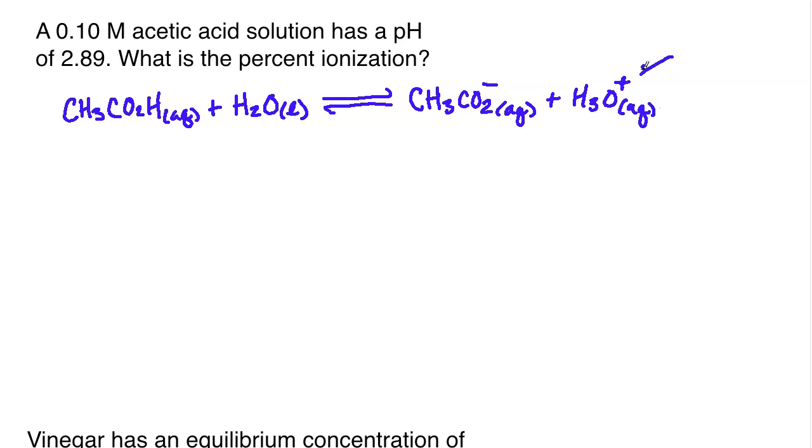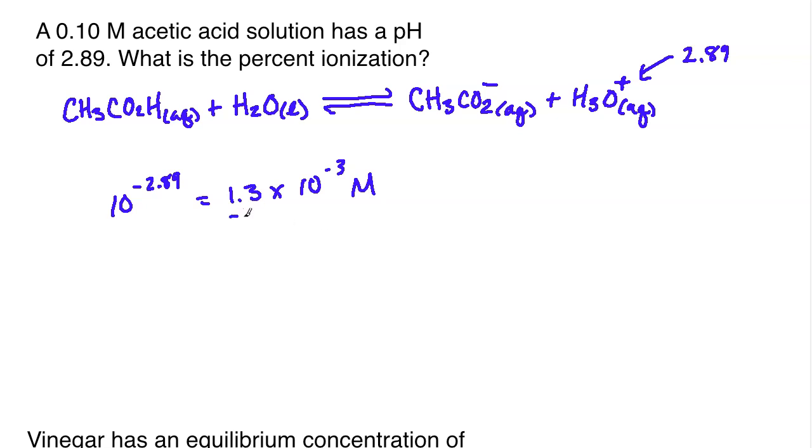Right, so we know the pH here. The pH of this is 2.89. So what I need to do is the antilog, 10 to the negative 2.89. And if you do that, you should get 1.3 times 10 to the negative 3. All right, now, this is the concentration of the H3O+.